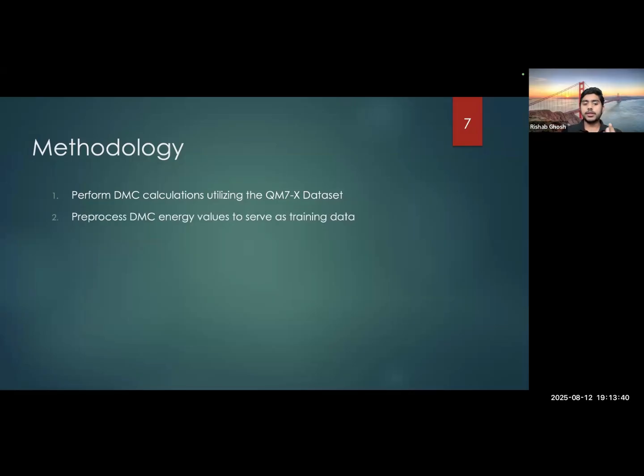Next, we're going to pre-process the DMC energy values to serve as a training data set, which means taking a molecule and determining its DMC energy, as well as other inputs for our machine learning model. We're going to pre-process all of that training data, and then train our neural network and tune hyperparameters in that machine learning model to predict energy values of any given molecule going forward.